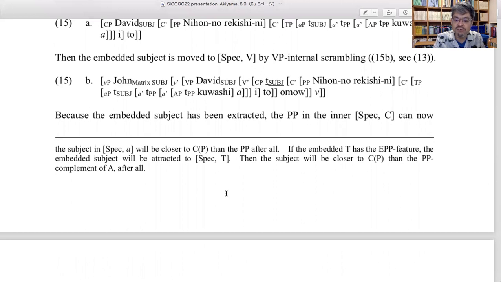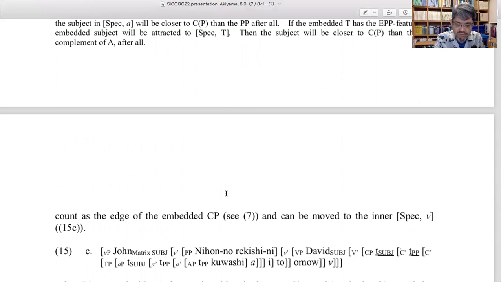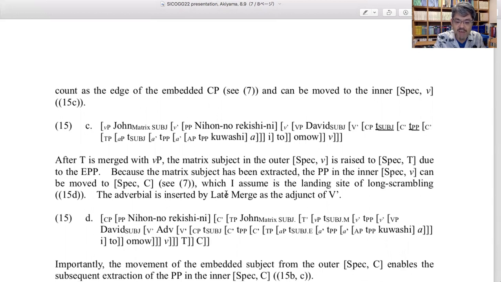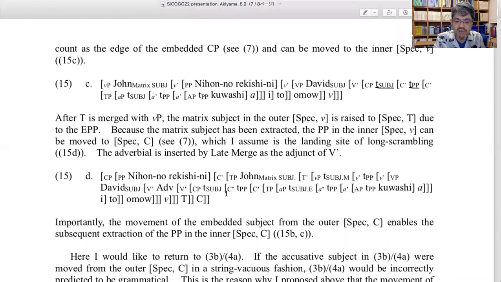Because the embedded subject has been extracted, the PP in the inner spec C can now count as the edge of the embedded CP and can thus be moved to the inner spec small v in the matrix clause. After T is merged with small vP, the matrix subject in the outer spec small v is raised to spec T because of the EPP. Because the matrix subject has been extracted, the PP in the inner spec small v can be moved to spec C, which I assume is the landing site of long scrambling, as in 15d. And the adverbial is inserted by late merge as the adjunct of VP. Importantly, the movement of the embedded subject from the outer spec C enables the subsequent extraction of PP in the inner spec C. And this is the reason for the acceptability or improved acceptability of the example 4b.